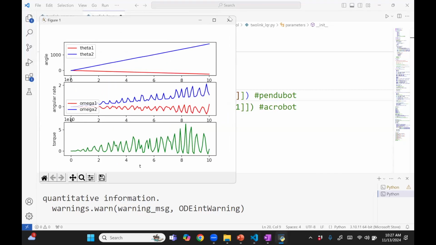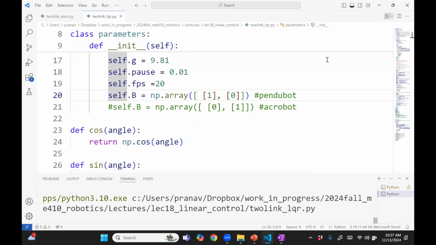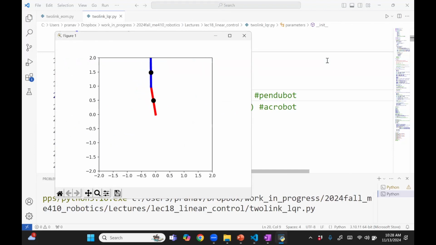Okay. Let me stop this and just try it with the Pendubot with a more aggressive control and see what happens. I've changed the R to 1e-5. You see, it's not at all deviating because the control is so aggressive that it doesn't let it move. You saw that it started at a very different angle and then it stabilized, but it's not moving.